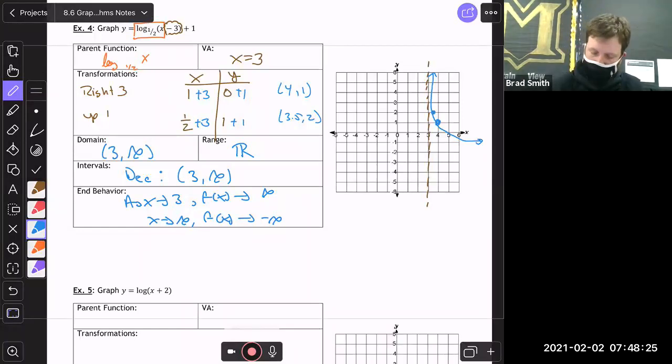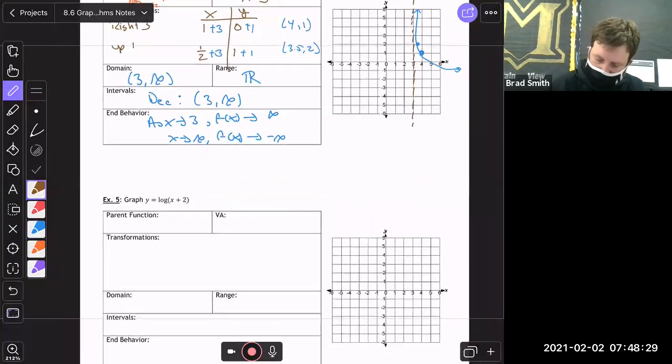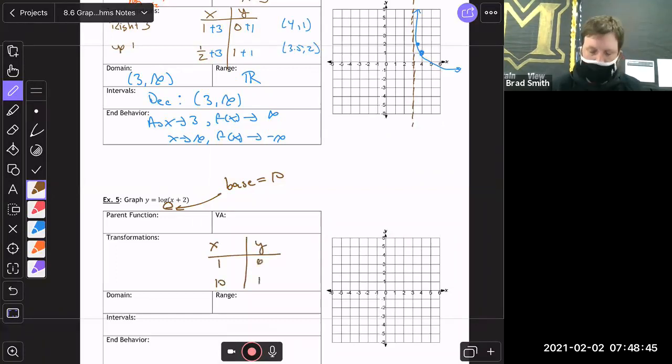All right. I'm going to give you a hint on 5. I'm going to skip it. There's no base written here. So if there's no base, what's the base going to equal? 10. So base equals 10 whenever it's not written. So your x and your y's, you'll do 1 and 10 and 0 and 1. Just kind of a hint. You can do the rest.